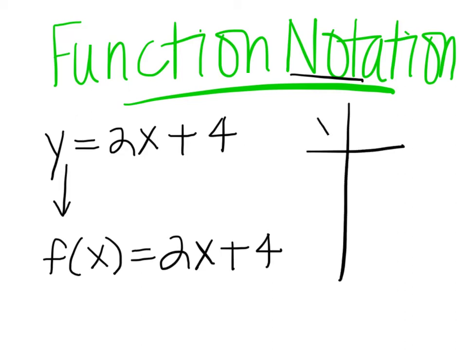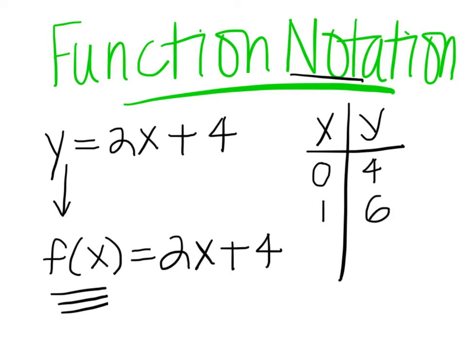And it means that you are plugging in your x value in order to get the y value, which is showing the function of x. So if x is 0, that's always one of the easiest ones to plug in. 2 times 0 is 0, plus 4 is 4. If x was 1, 2 times 1 is 2, plus 4 is 6. If x was negative 1, 2 times negative 1 is negative 2, plus 4 is 2.